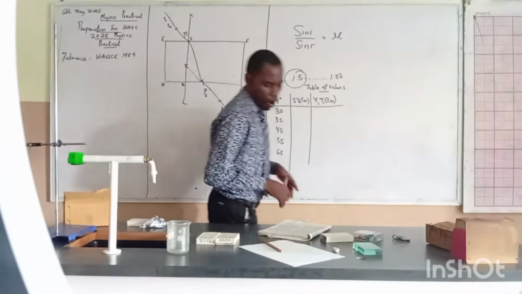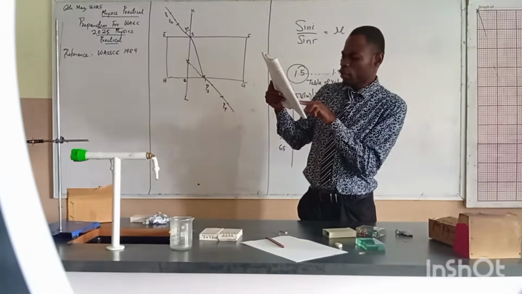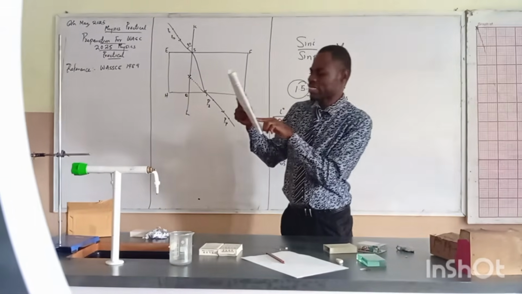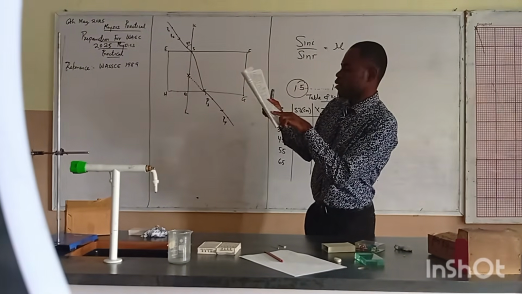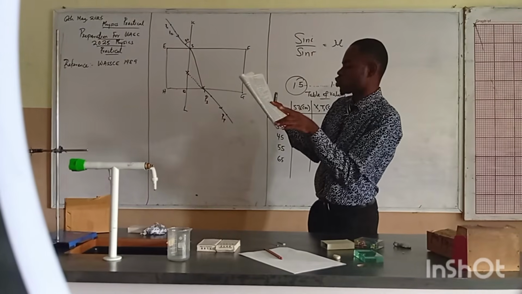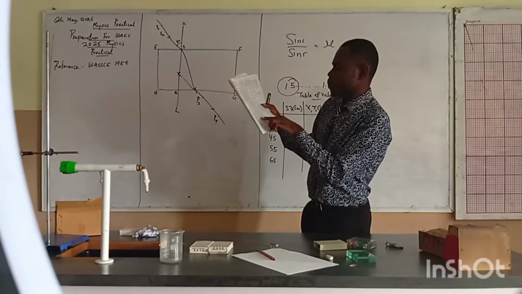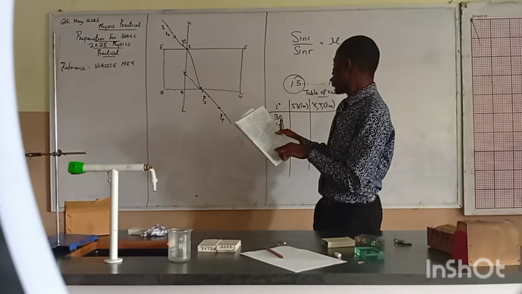Am I with you now? Alright, I continue. Because of time, they said something again. They now said plot the graph. They said repeat the experiment for i equals 35, whatever. Now they said plot a graph of ST on the vertical axis.